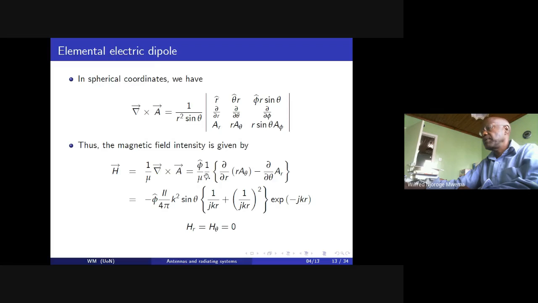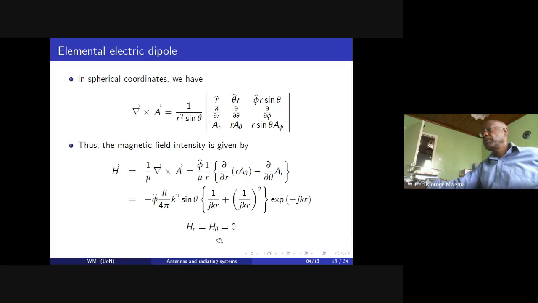And once we do the actual derivatives or the differentiation of these values here, we'll get a value of minus phi cap, the current I multiplied by L divided by 4 pi. The k squared is of course given by that value of the propagation constant, which is twice pi by lambda, or omega divided by c, multiplied by the sine of the elevation angle theta, and we have this spatial function where we have 1 by jkr plus 1 over jkr all squared, multiplied by the propagation factor exponent of minus jkr.